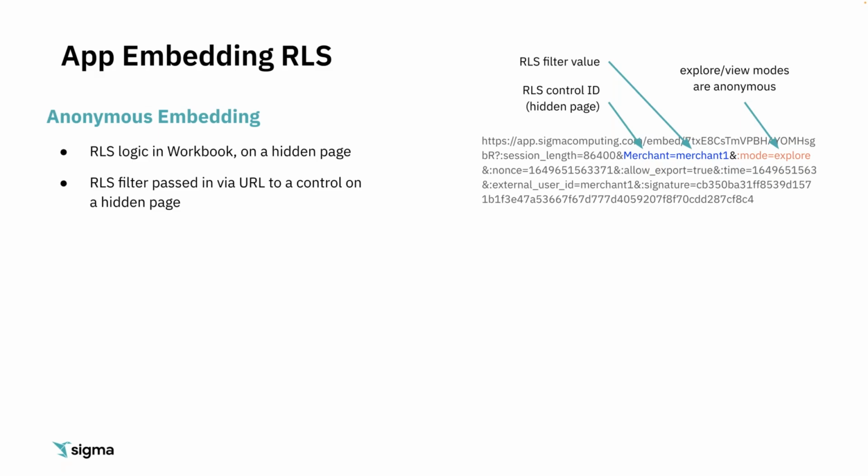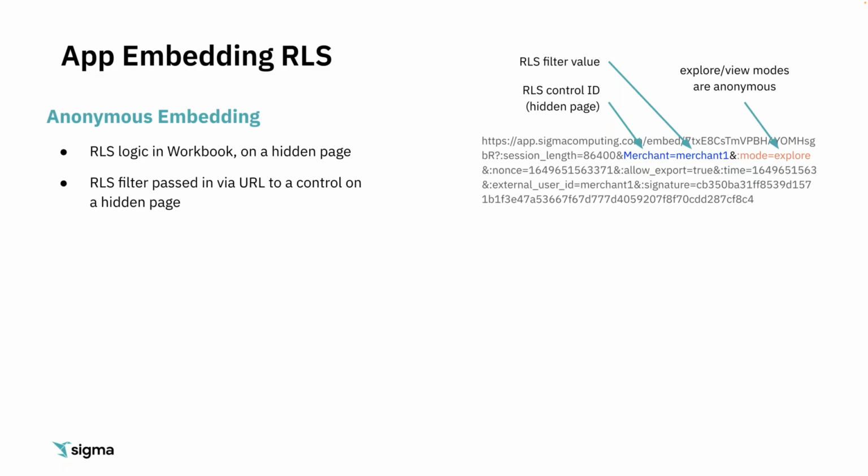And then somewhere in your workbook, on a hidden page, you will have some logic that looks for the value merchant one and only shows rows where appropriate. So the row level security is handled by passing in a filter value in the URL. So this is actually a quite straightforward way to do row level security. And the hidden page is not visible in anonymous embedding.